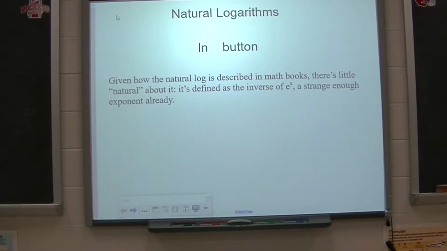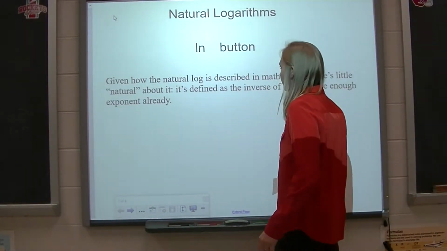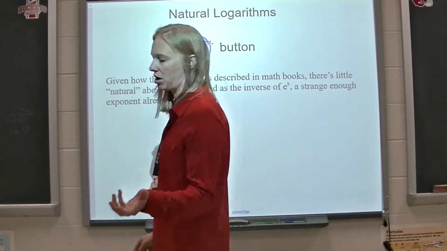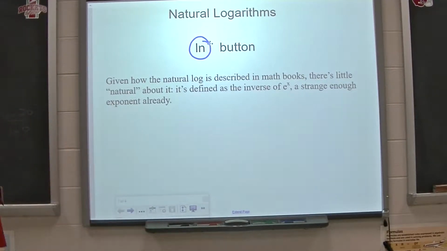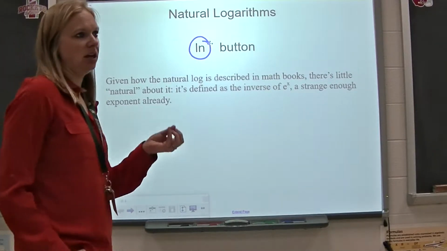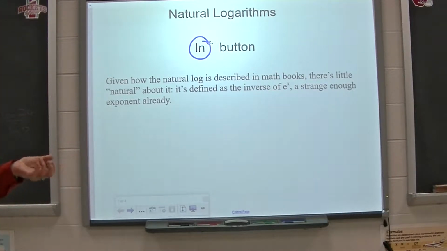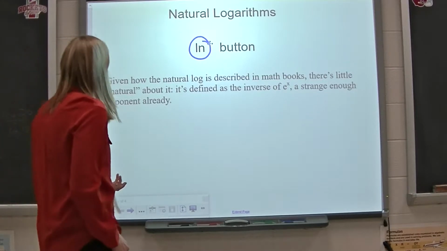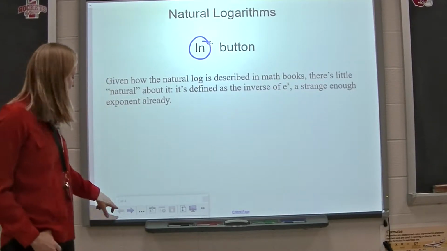Okay, natural logs. Maybe you have seen the LN button on your calculator, but that represents natural log or natural logarithm. The way natural logarithms are described in your textbook, it can be kind of confusing. What it says is that it's the inverse of an exponential function, and since y equals e to the power of x is an example of an exponential function, it's the inverse of that, is basically what it's saying. But that's kind of hard to grasp.